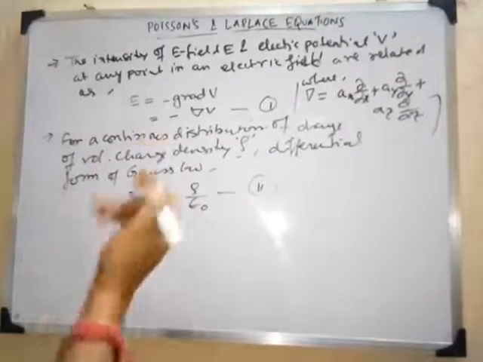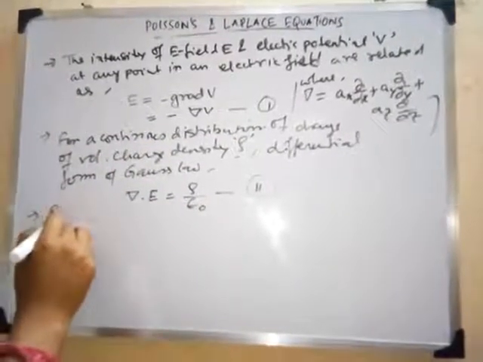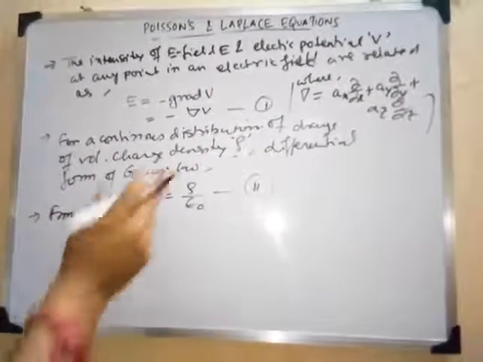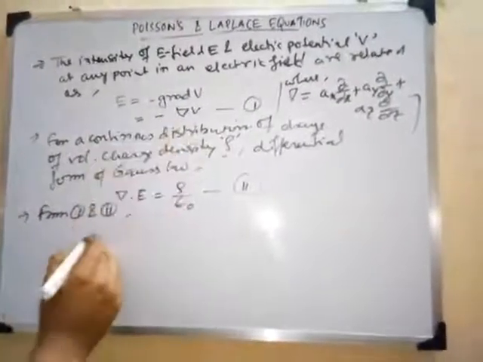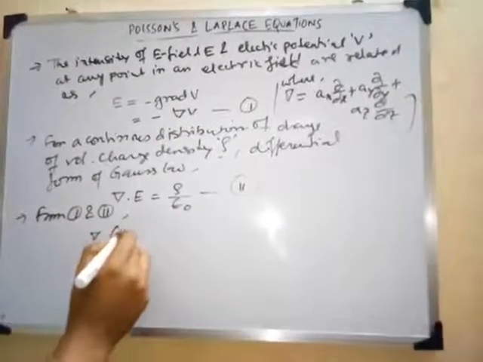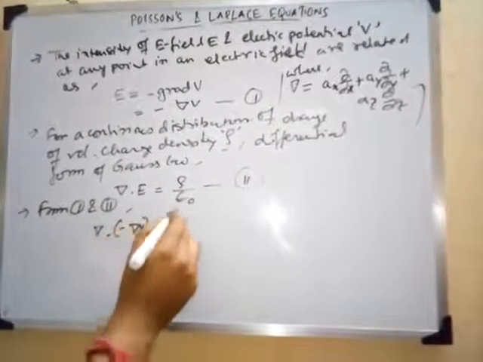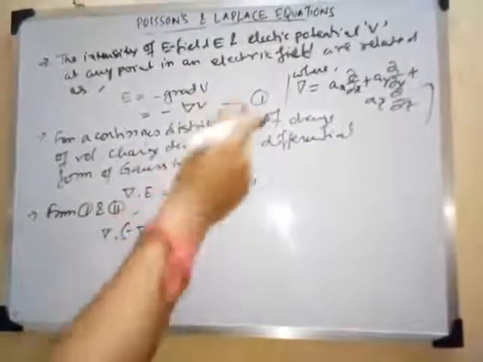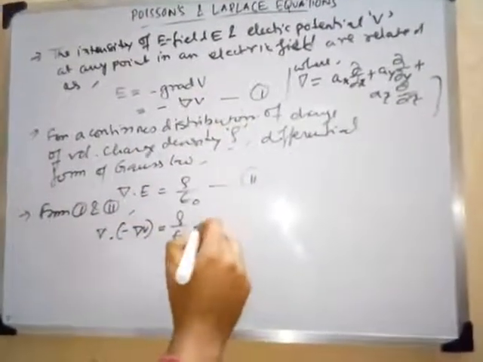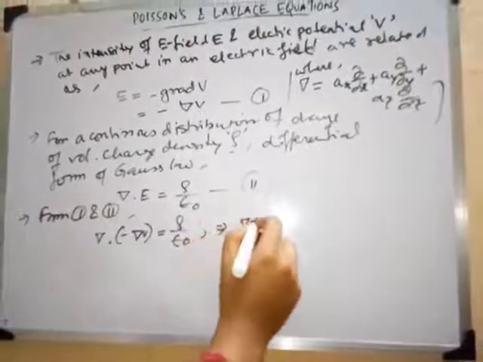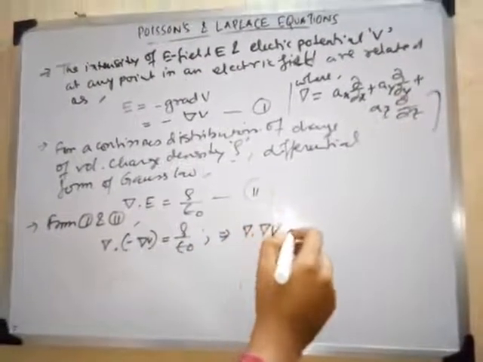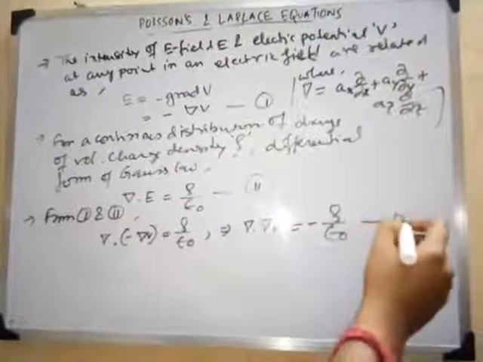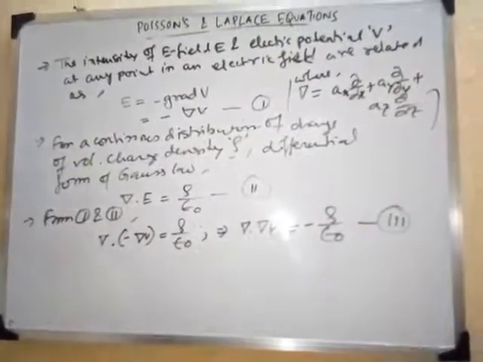So from these two equations, equation number 1 and equation number 2, we can write, we'll simply put the value of E here. So del dot minus del V is equal to rho by epsilon naught. I'm just putting the value minus del V from equation number 1. So here we can write del dot del V is equal to minus rho by epsilon naught, right? So we consider this as our equation number 3.